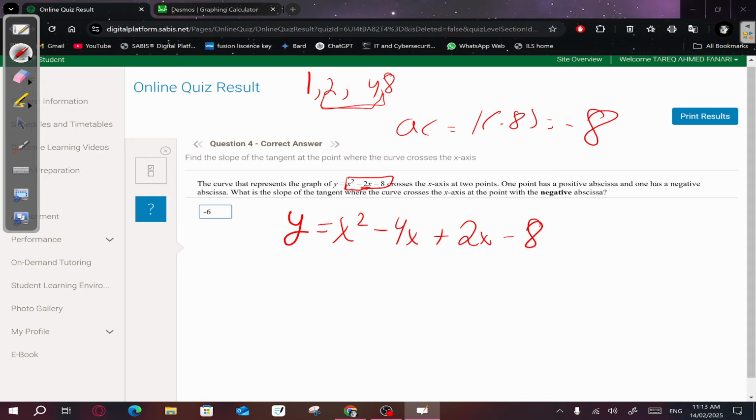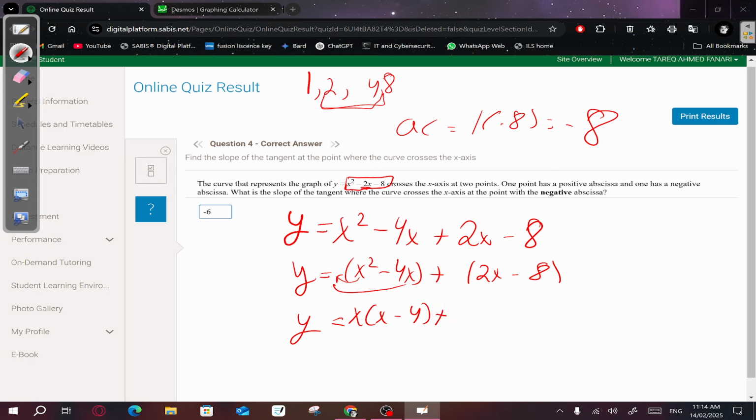Now I continue by taking them to the other side. So x squared minus 4x plus 2x minus 8. You took this method; there were many ways of factoring, all in the book. I just used the one that's more convenient for me. I factored out x, the common factor, so x times (x minus 4) plus 2 is the common factor here.